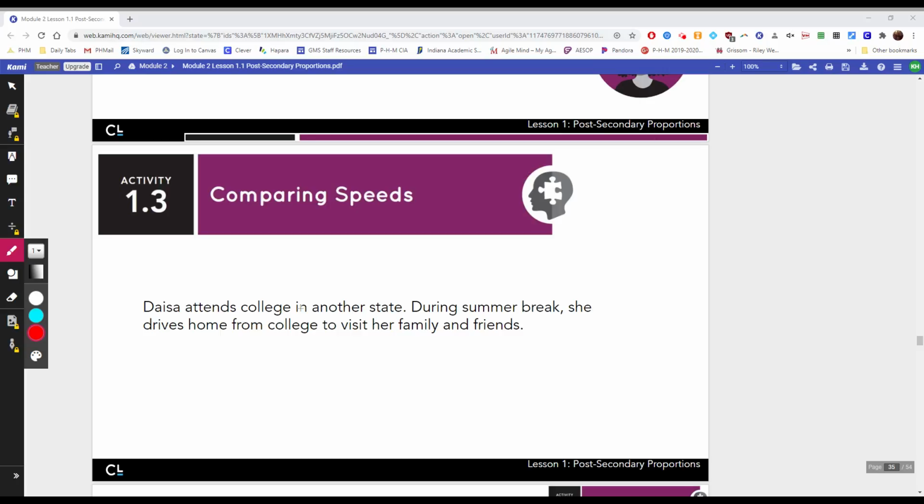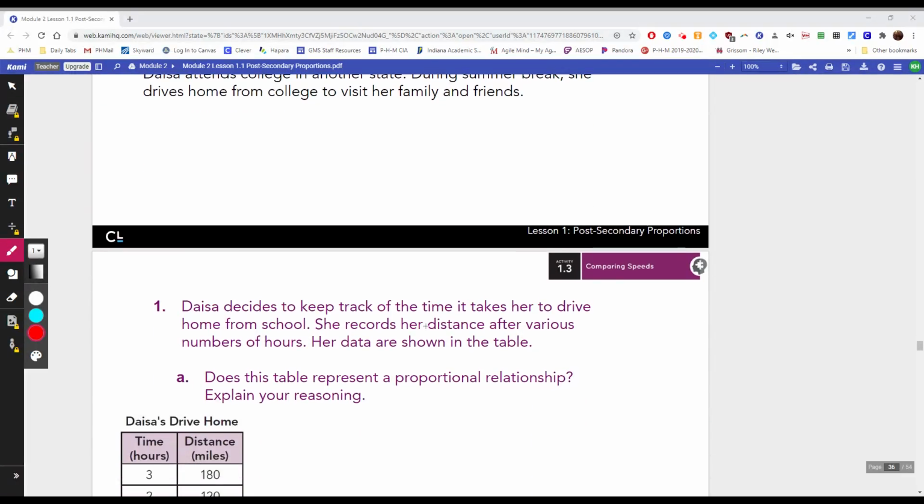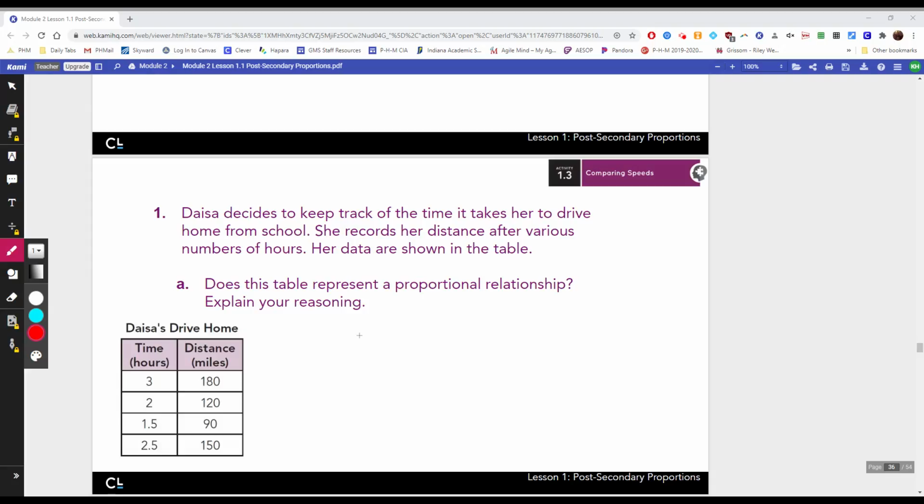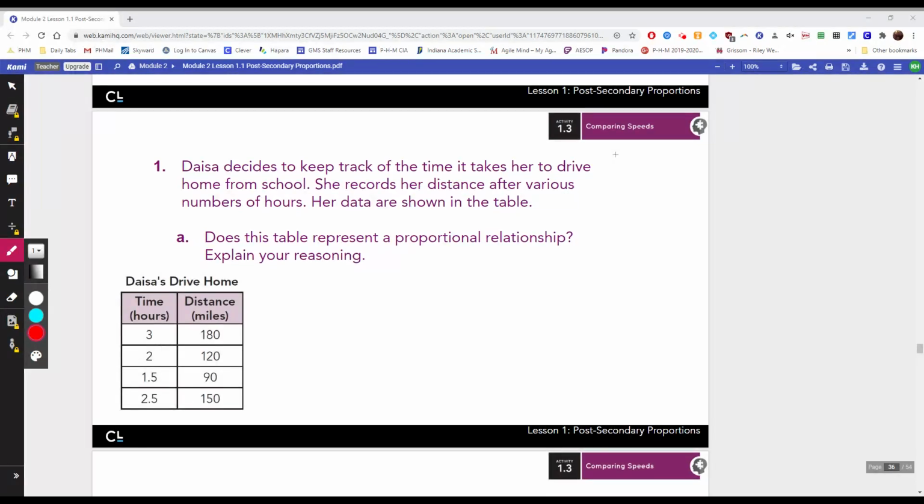So it says Deja attends college in another state. During summer break, she drives home from college to visit her family and friends. Deja decides to keep track of the time it takes her to drive home from school. She records her distance after various numbers of hours. Her data are shown in the table. And they're first asking, does this table represent a proportional relationship? Explain it. So in order to represent a proportional relationship, we need to see a constant ratio in the table.